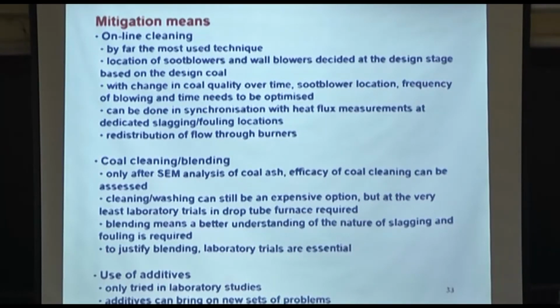The majority of the large power generating companies will have access to either in-house or other institutions' laboratory setups, or bench scale setups, so we can do it. And the last one is the use of additives. Only tried in laboratory studies, additives can bring in new sets of problems. I don't believe in that at all.